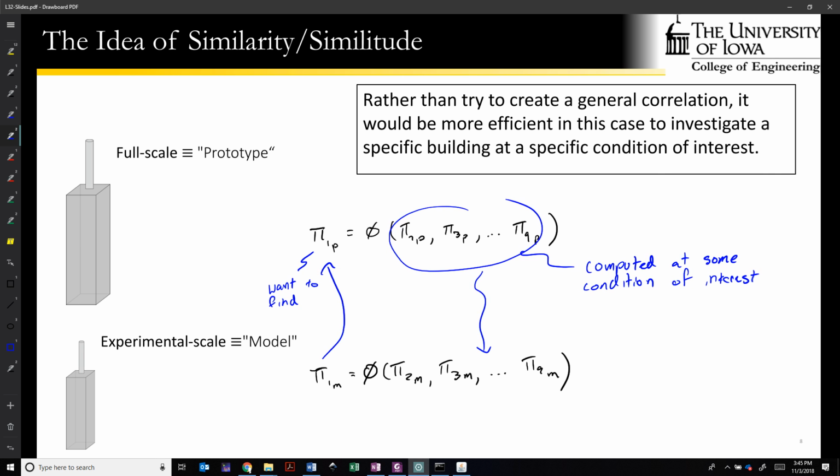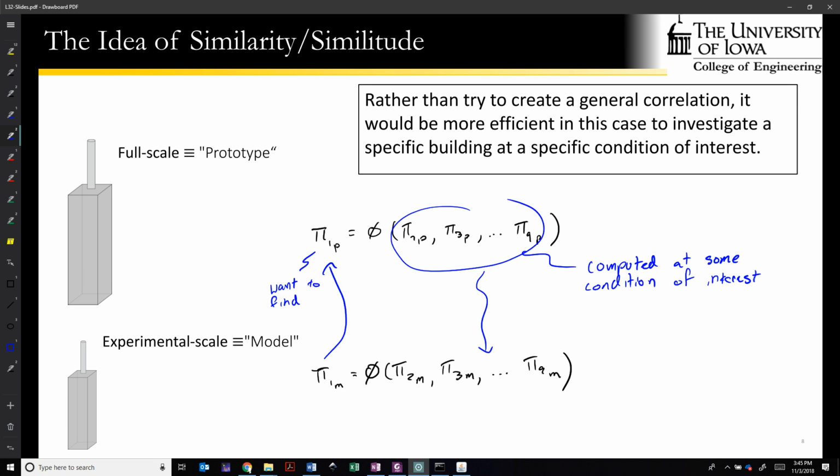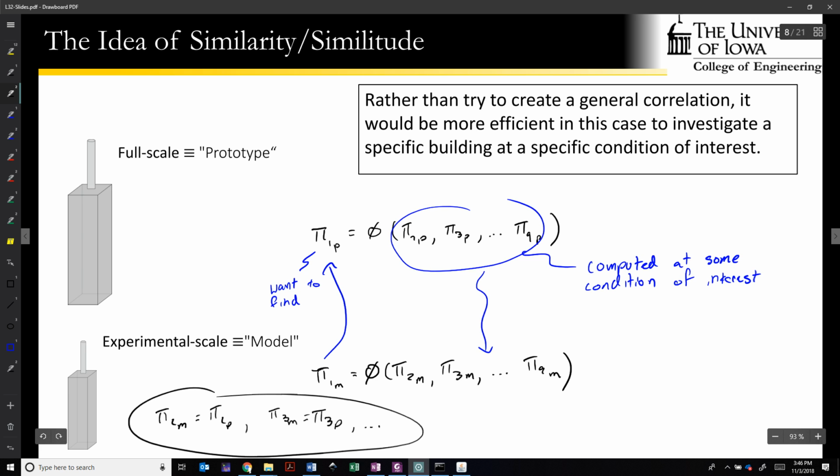So it stands to reason then that in order to make this happen, we need to design an experiment such that pi2m is equal to pi2 at the prototype scale, pi3m is equal to pi3 at the prototype scale, so on and so forth. And if we do this, the result is that pi1m is going to be equal to pi1 at the prototype scale, which gives us access now to our results of interest for the full scale. So this matching of pi terms is what's known as similitude or similarity.